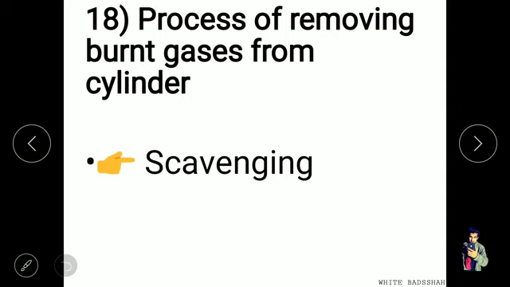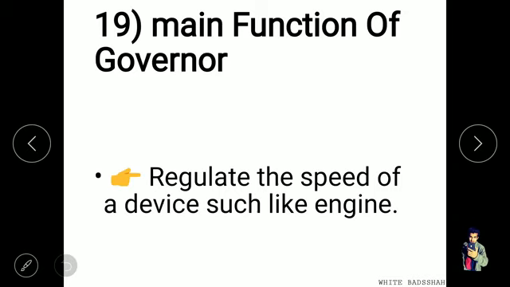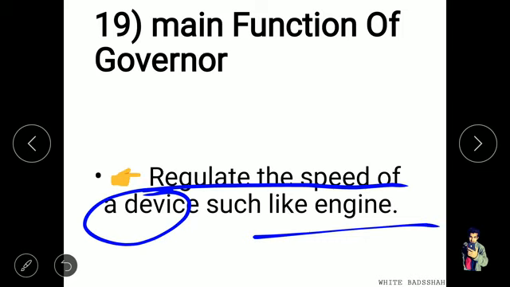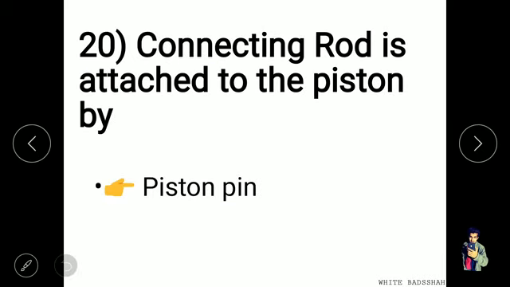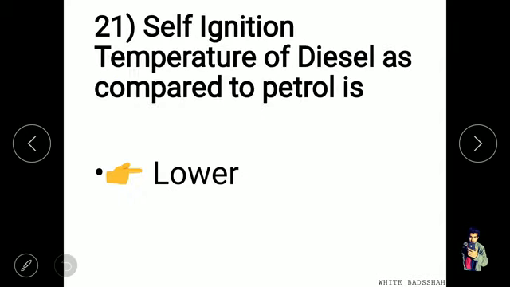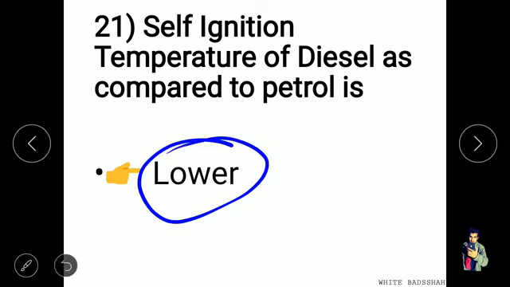Now, the process of removing burnt gases from the cylinder is known as scavenging. The scavenging process is actually the process of removing burnt gases from a cylinder. Now, the main function of a governor is to regulate the speed of a device such as an engine. The connecting rod is attached to the piston by the piston pin. The self-ignition temperature of diesel compared to petrol is lower.